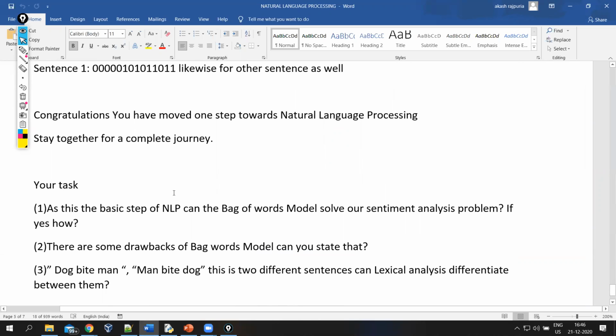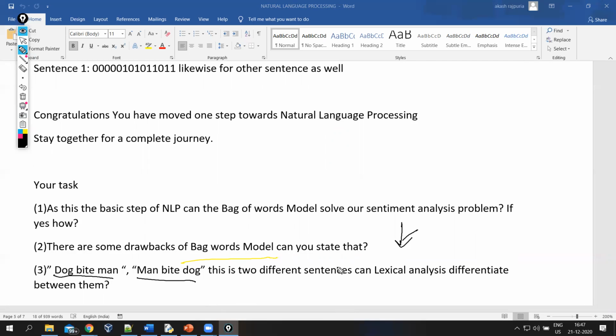You have some tasks. If you want to understand this deeply, try to answer in the comment box. There are some drawbacks in this model as well. If you can identify those drawbacks, comment them below and I will reply to you. And one more thing: you have the sentences "dog bite man" and "man bite dog". These are two different sentences, but can lexical analysis make that difference? Lexical analysis, like I explained, is tokenizing. So can this be differentiated using lexical analysis? Comment your answer below.